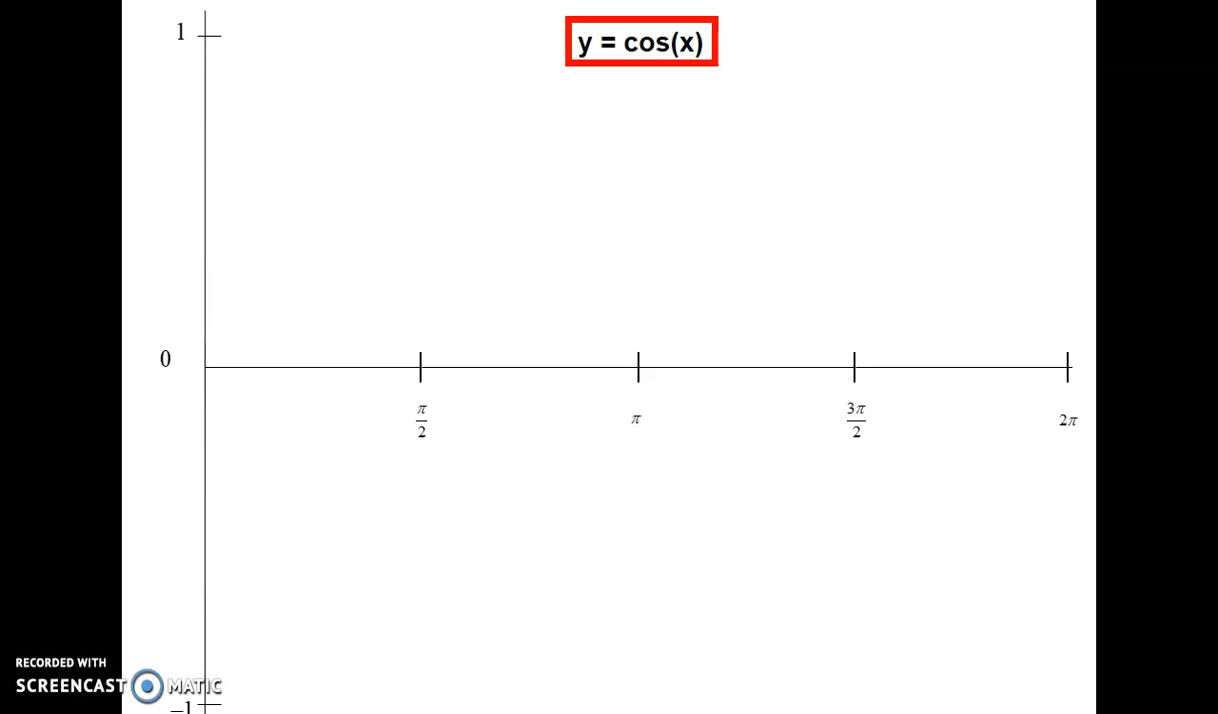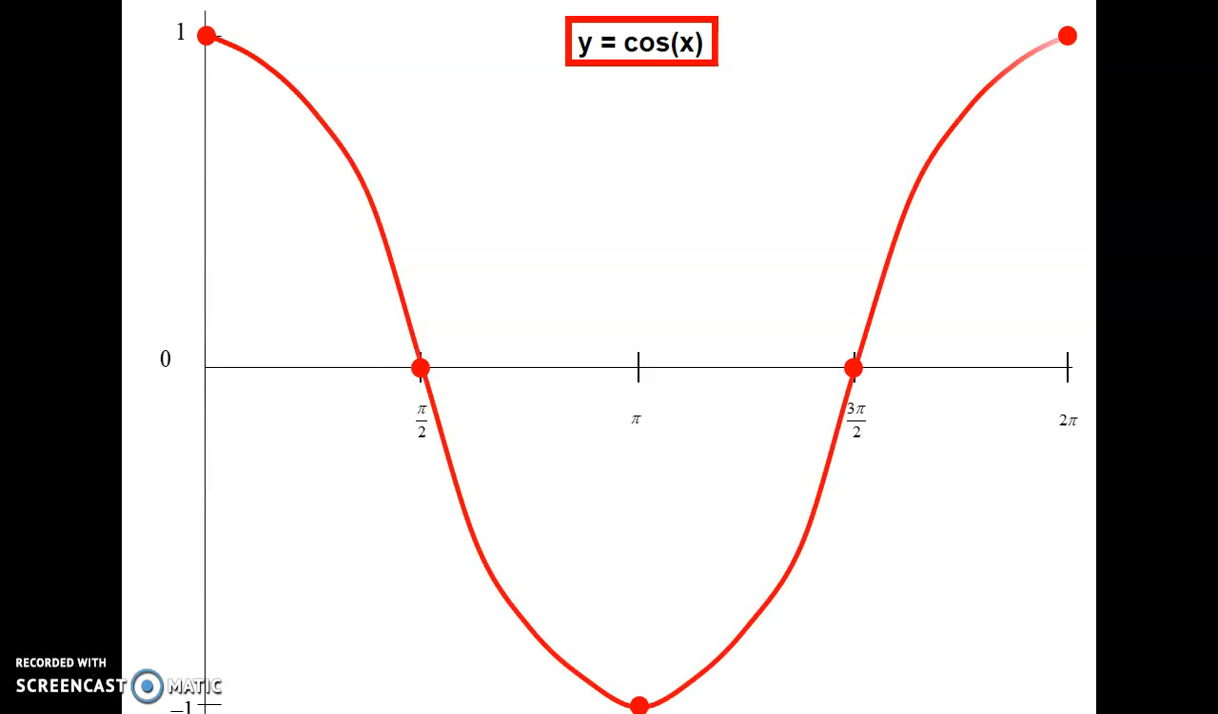So cosine at 0 is 1. Cosine, so the x term at pi over 2 is 0. Cosine, the x term at pi is -1. At 3 pi over 2, the x term is 0 again. And at 2 pi, again, it's 1. So we're going to use these 5 points to graph our cosine function rather than the 16 points.